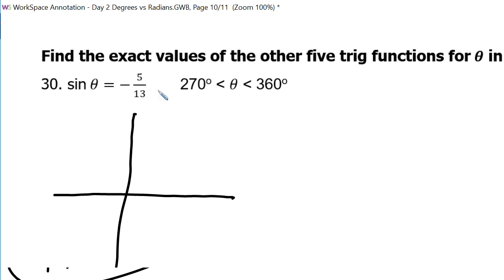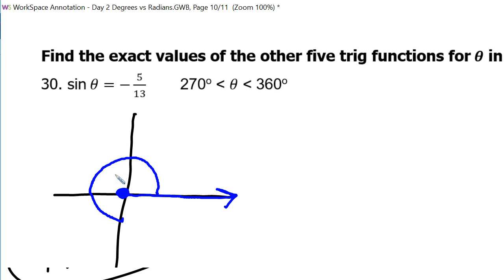And they say that theta is between 270 degrees and 360 degrees. So which angle would theta be? If it's in standard position, its vertex is at the origin, initial side is on the positive x-axis. But if it's rotating, let's see, this would be 90 degrees. This would be 180 degrees. Down here would be 270. So if theta is between 270 degrees and 360 degrees, which quadrant will it have to terminate in?